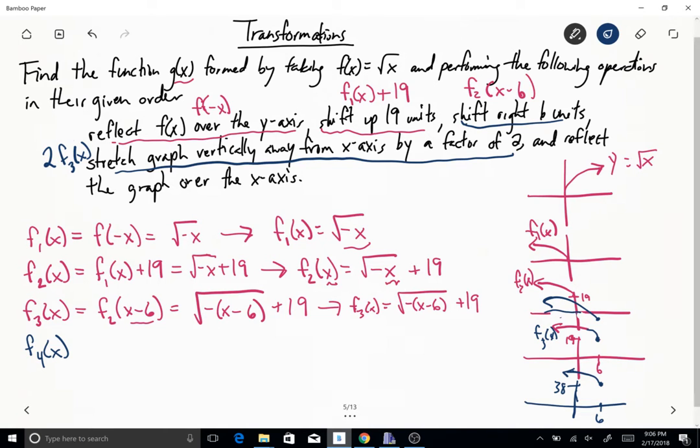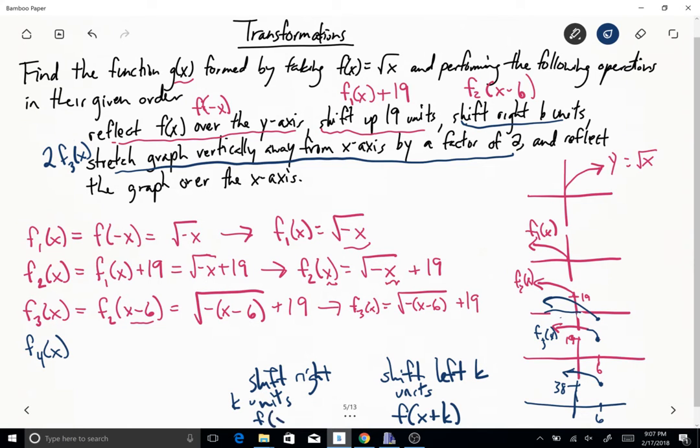So when we're shifting right 6 units, one thing you might need to take note of: shift left k units would be f of x plus k, and then shift right k units is f of x minus k. Those are the 2 main things that we have to focus on because it's a horizontal shift. So hopefully you recognize that this is horizontal in terms of a maneuver. So it's left to right, and the horizontal happens on the inside of the graph.